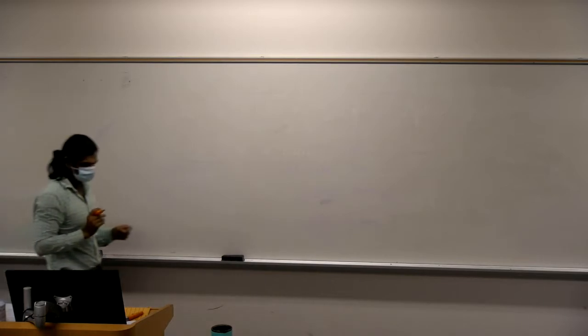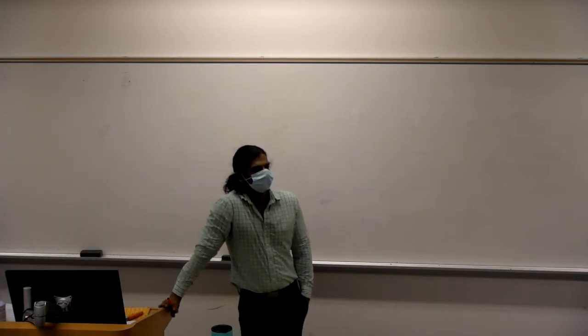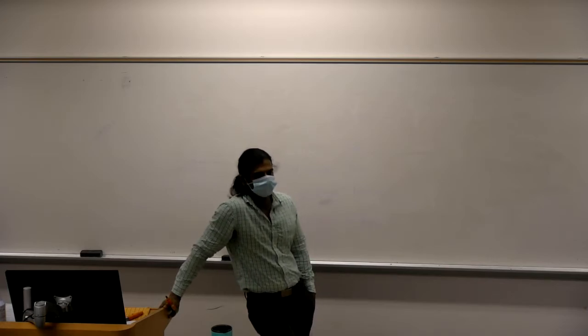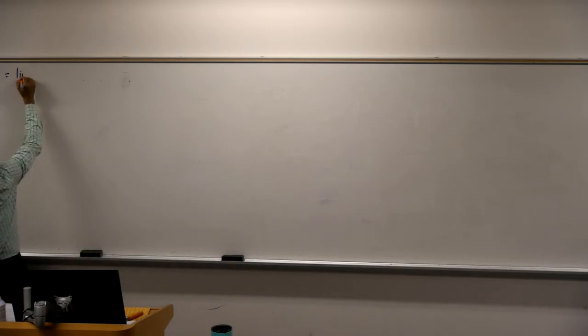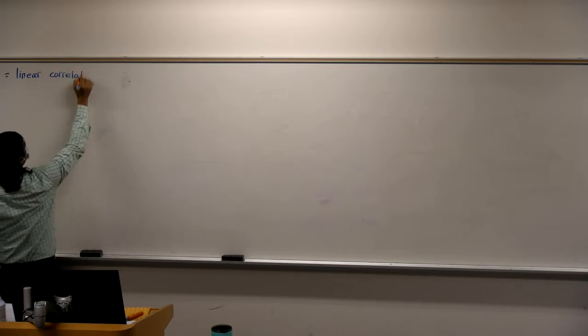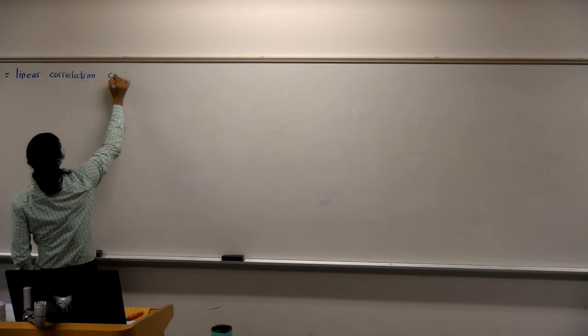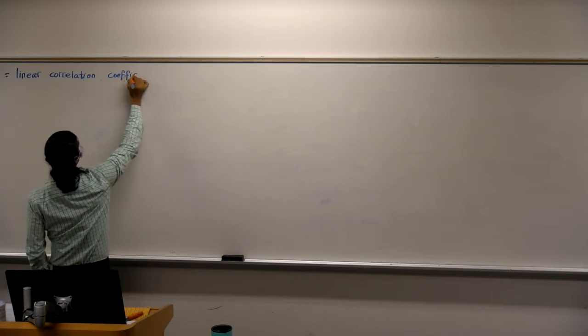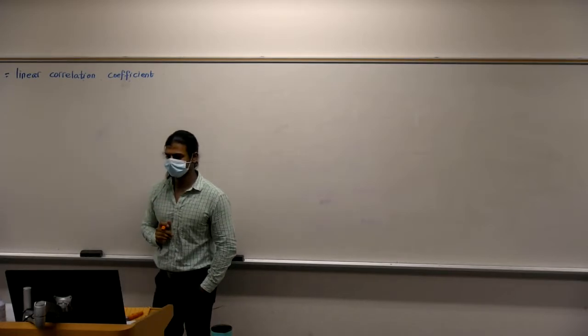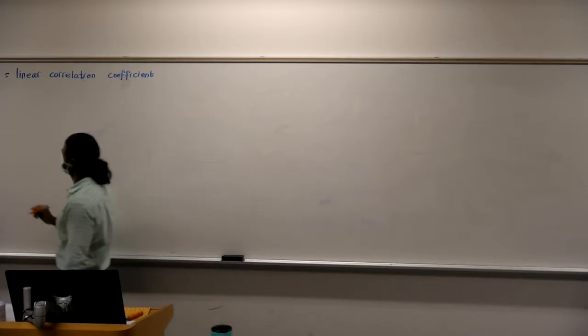What is R from last time? You can look at the notes. The linear correlation coefficient? It is the linear correlation coefficient. And what does that tell us? The strength of the linear relationship between X and Y? It tells us the strength of the linear relationship between X and Y.